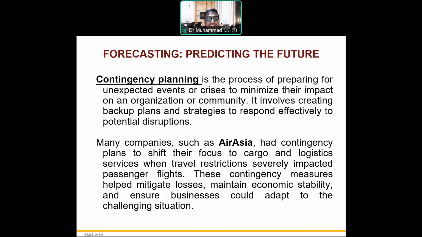These contingency measures help mitigate losses. Yeah, they save their business, maintain their economic stability, and ensure businesses could adapt to challenging situations. Hope so, this is a good example for you. Contingency plan. So these are the two steps for forecasting the future.